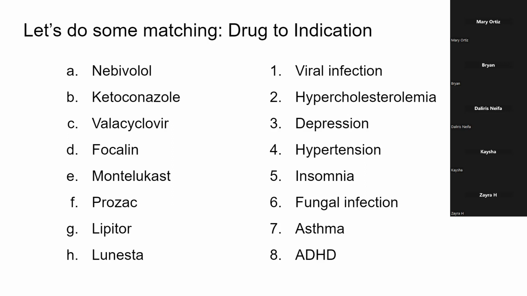All right, so what are we thinking? Drug to indication. C is 1. Yes, C is 1. Valacyclovir for viral infections. How do we know it's an antiviral? It ends in vir, right? Absolutely.